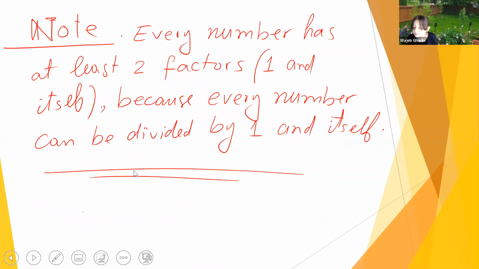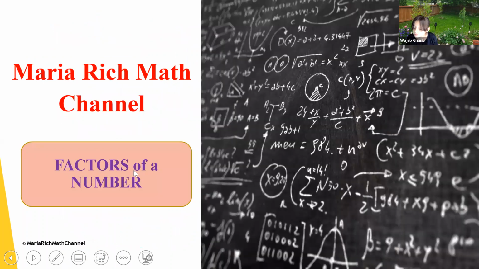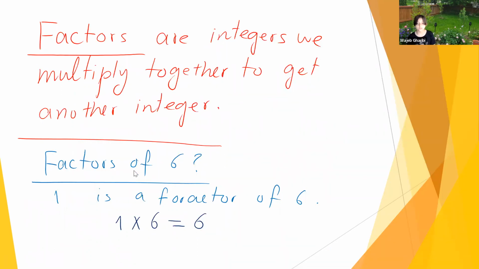From the first, let us give a short definition. Maria Rich Math Channel, factors of a number. Factors are integers we multiply together to get another integer. So what are the factors of 6, for example? 1 is a factor of 6. Why? Because 1 times 6 equals 6.